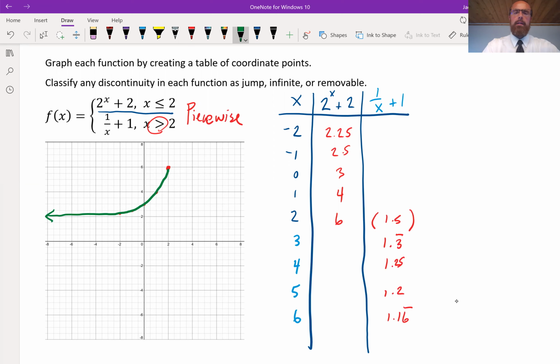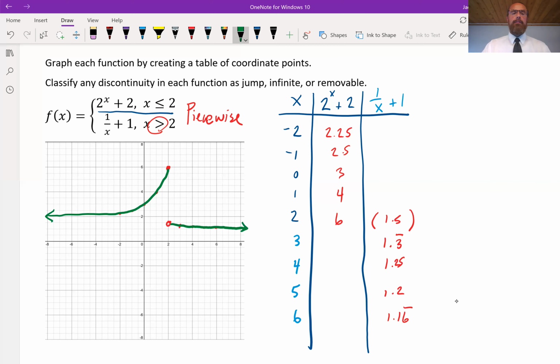And then we're going to pick up with that lower function with its coordinate point. So 1.5 about at 2. But to indicate that it doesn't actually exist there, I'm going to put an open circle. At 3, it's 1.3. 4, it's 1.25. 5 is 1.2. 6 is 1.16. So it looks like we got a horizontal asymptote here. I'm going to do that in green, where this is getting closer and closer to the y value of 1. So we've graphed the function by creating a table of coordinate points.